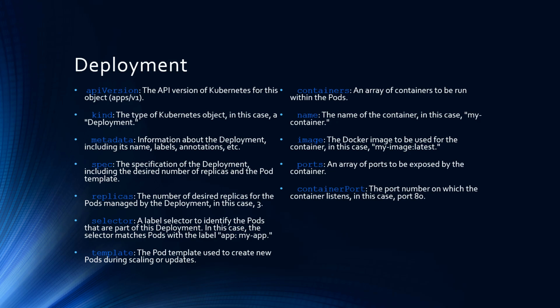The template section defines the pod configuration that will be used to create new pods. While our example shows a basic container configuration, in production you'll want to add resource limits, health checks, volume mounts, and possibly init containers or sidecars.